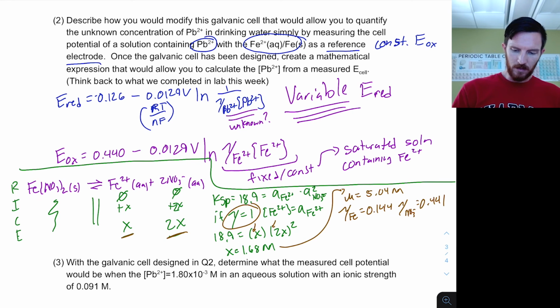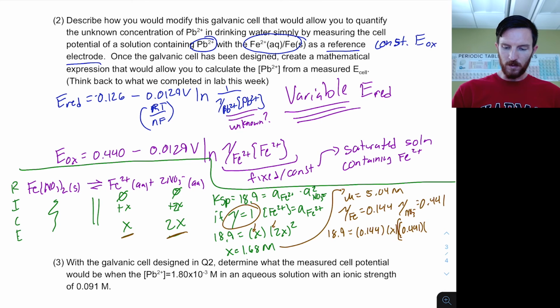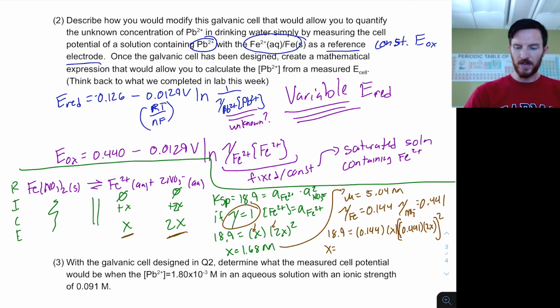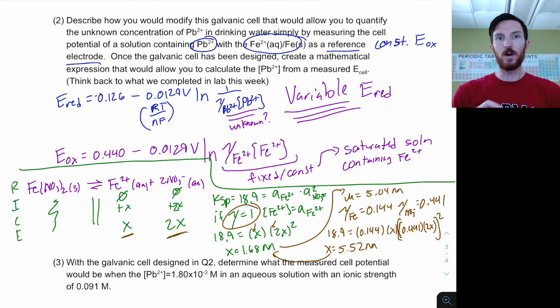We go ahead and replug this in thinking about our activity coefficients here. We have our 18.9 equals the activity coefficient, 0.144, of iron times its actual concentration, times the activity coefficient of nitrate, 0.441, times its concentration, 2x, and then we square that whole thing, because remember our activity is squared. We resolve for our x value, and we now get a concentration of 5.52 molarity. So we notice that first approximation was not so great, and that's because we ignored the fact that this is a very high ionic strength solution.